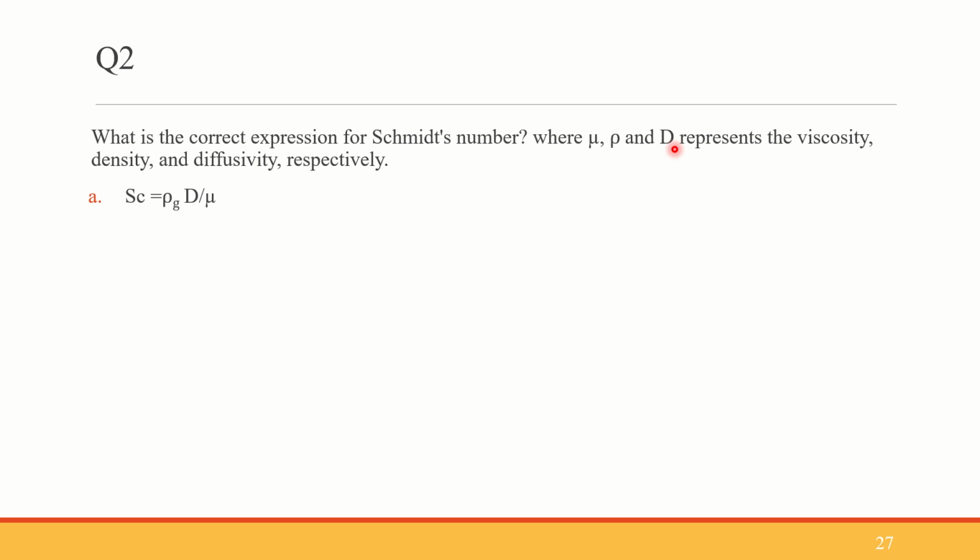Option A is Schmidt equal to rho g into d by mu, B is mu by rho g d, option C is Schmidt equal to d by mu rho g, option D is Schmidt equal to mu rho g by d.